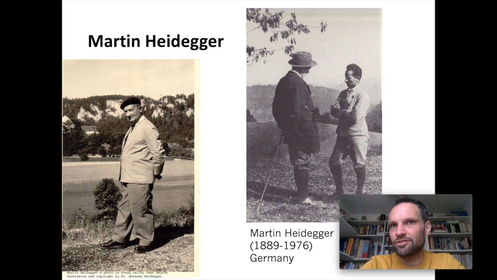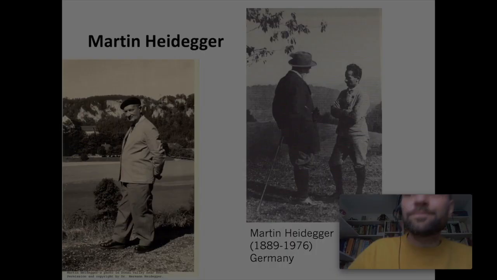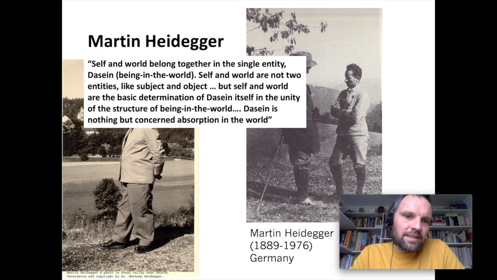And Heidegger wanted to get more at that action-related explanation of what is going on in the first moment that I experience the world. And so what he said was things like this: the self and the world, so me and the outside world, belong together in the single entity, and that's called Dasein. So he invented a new word called Dasein. And he said, Dasein is being in the world. It's me already in the world interacting with stuff.